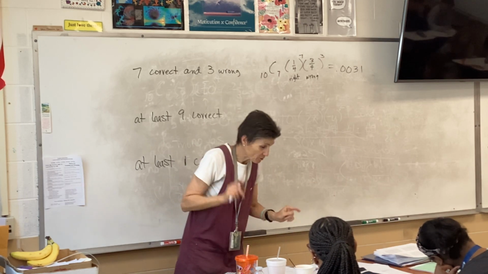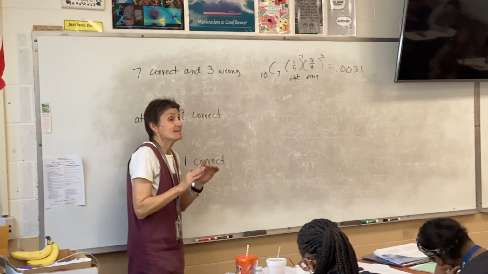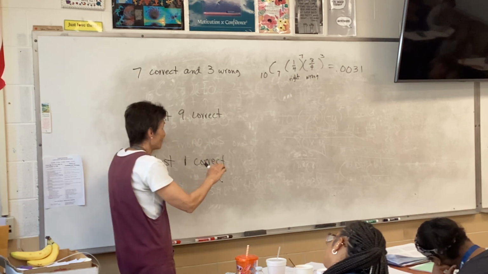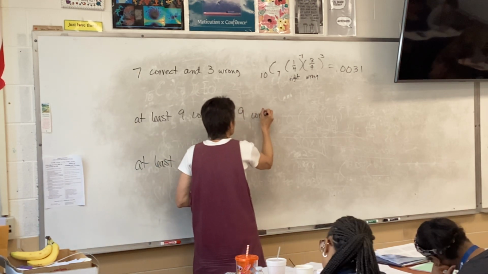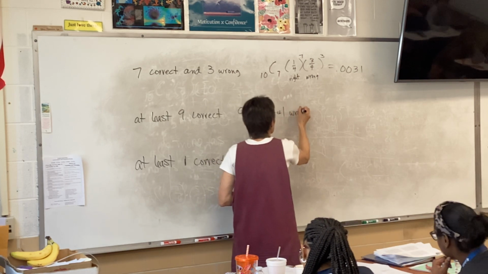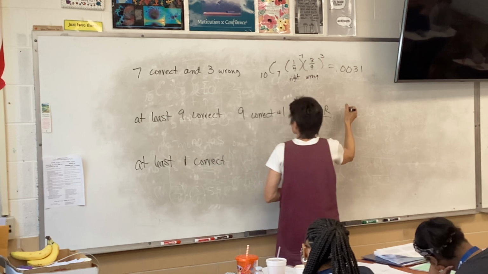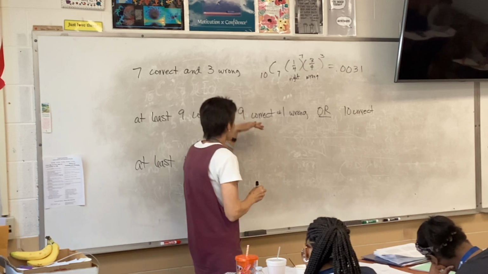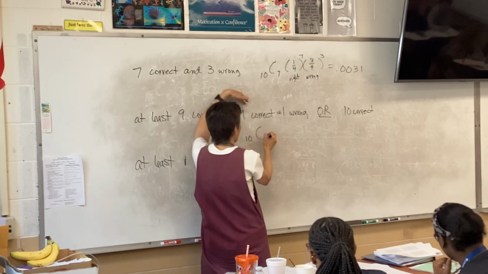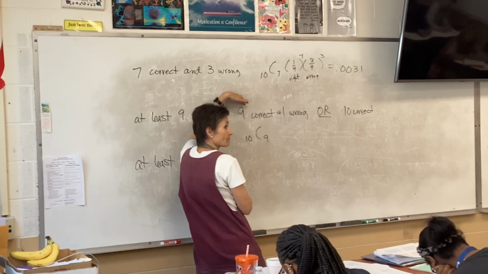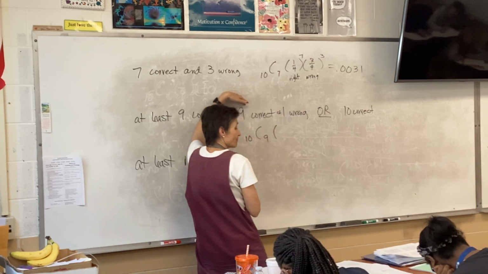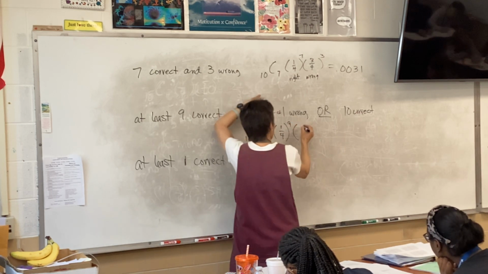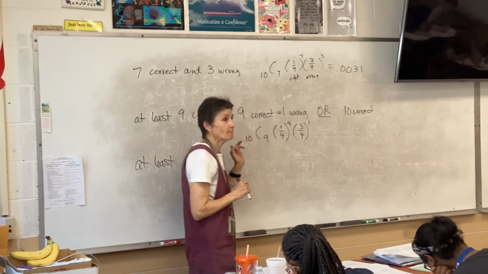Yeah, better study. All right, at least 9 correct. You know, what does at least 9 mean? I could get 9 correct and 1 wrong, or I could get 10 correct. It's going to be a 2-part problem. So 9 correct would be 10C9 times 1/4 to the 9th and 3/4 to the 1st. Would you agree with that?